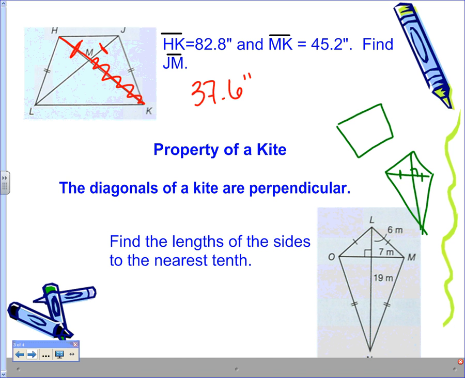So see if you can find the lengths of the sides of the kite, and it says to the nearest 10. Yes, 19, 7, and 6.